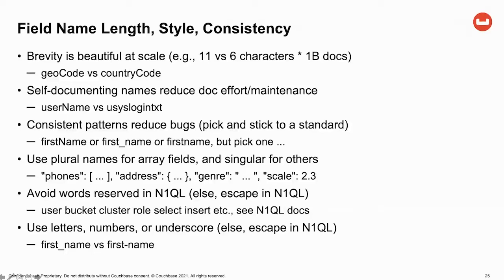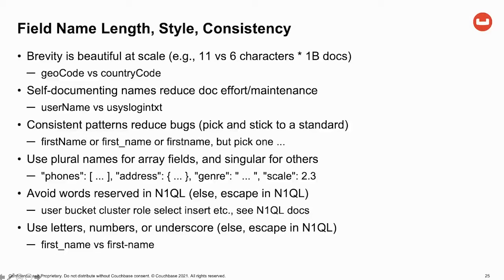Make sure your arrays are in plural, while the singular attributes are just singular, just general attributes. So avoid using any kind of reserved words. For example, user or password are reserved words, so you want to avoid using them. Try to avoid using special characters like hyphens. Instead use first underscore name instead of first hyphen name, because in that case you'll have to enclose this within the backticks, because N1QL gets confused whether this is first minus name or first hyphen name.